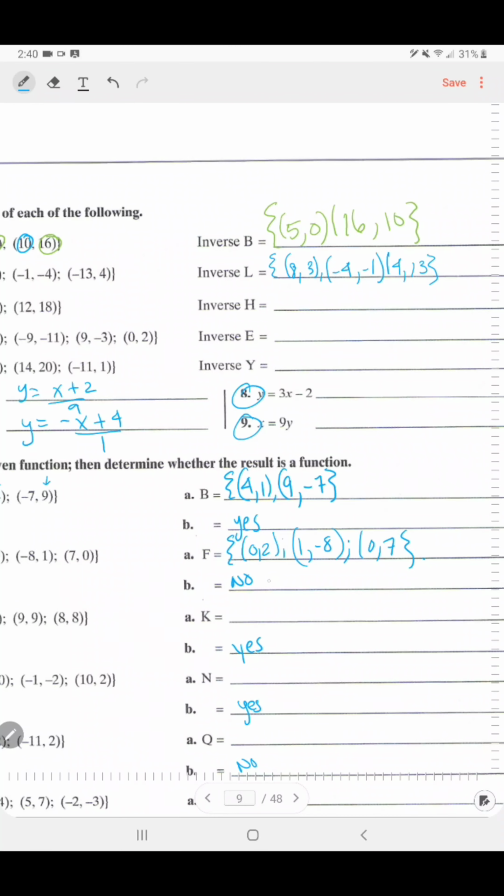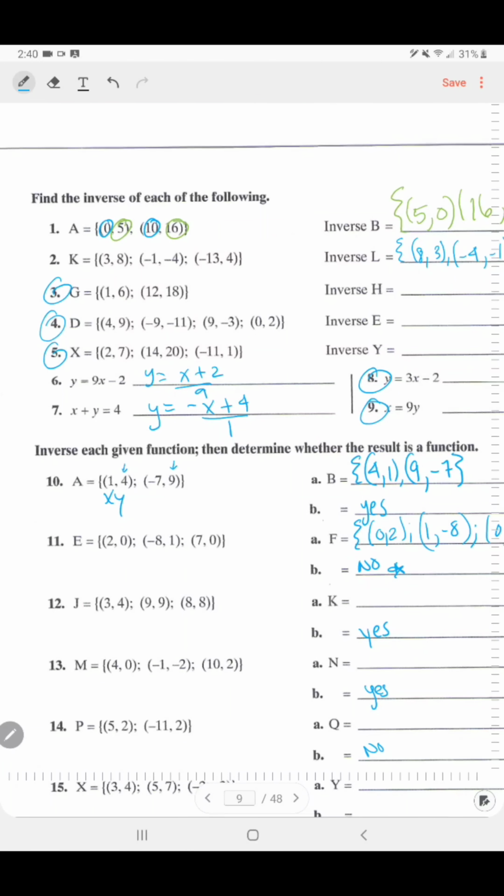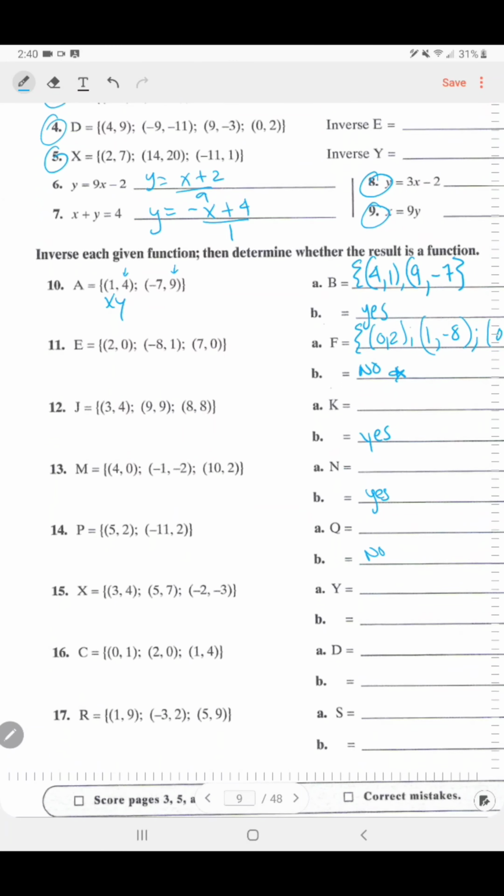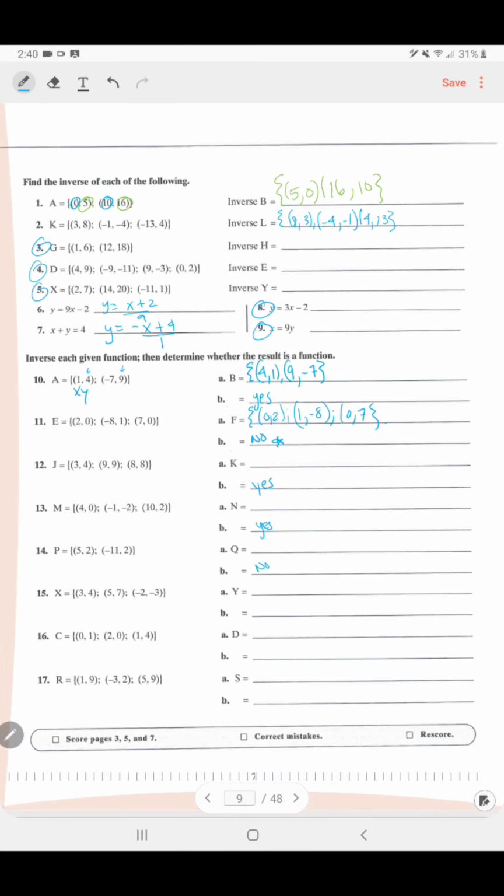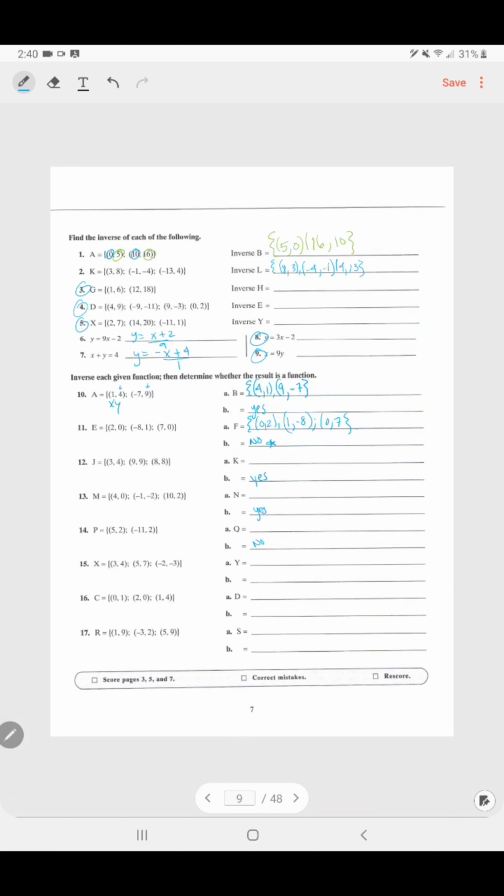Okay, and the reason again why this is not a function anymore is because our x's are now repeating. So don't forget, that's the reason why it's not a function anymore, because in order for it to be a function, the x's cannot repeat, right? But when you inverse it, we're going off the y's. So if the y's repeat, that means the inverse is not a function. Okay, so you can do those.